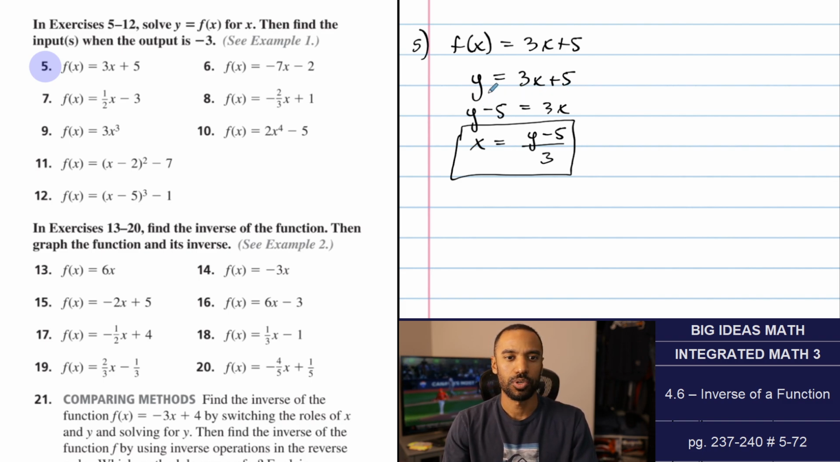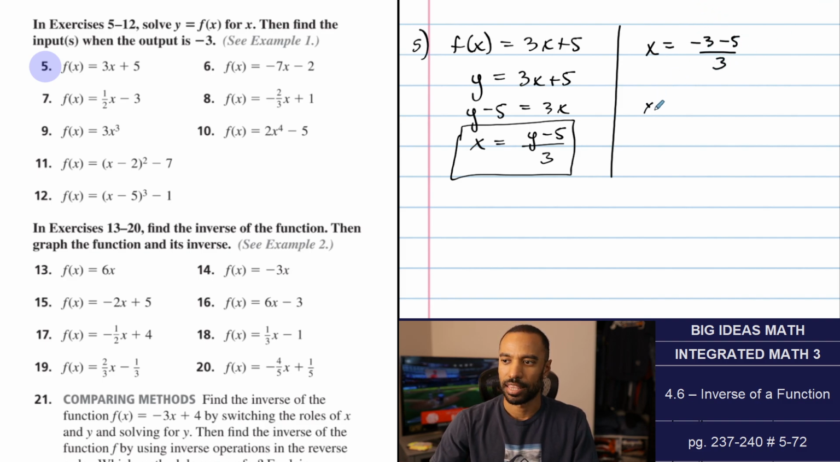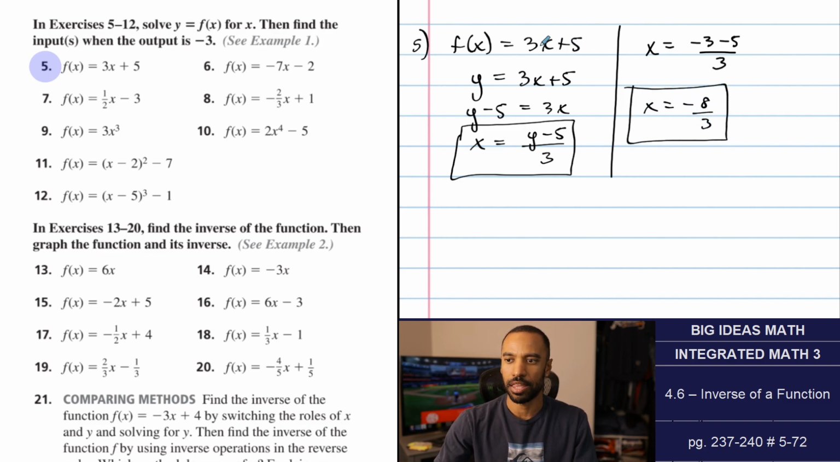Okay, anyway, we now have to evaluate when the output is -3. So we'll substitute -3 for y. Oh, my font changed. And then that becomes -8 over 3. So apparently, if we input -8/3 for x in this equation, f of -8/3, we would get -3 for y.